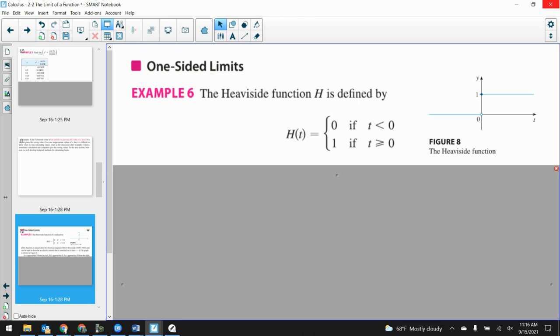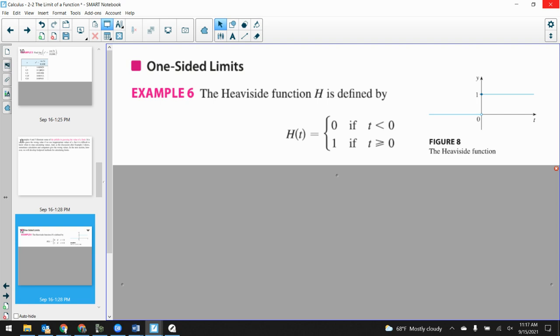Basically, the Heaviside function is used in electrical currents, because when you flick a light switch, it's either on or off. There's no in between. So this function is saying that at time 0, the light switch gets turned on. The output of 0 is off, the output of 1 is on. So at time 0 the light switch gets turned on, and from that point forward, the light is on.